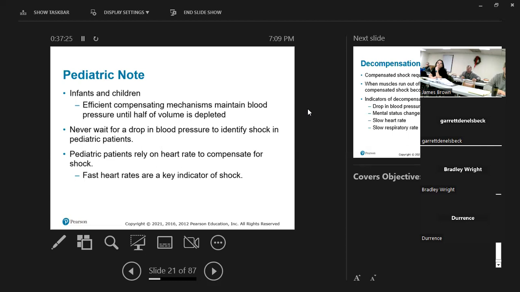When it comes to pediatrics, never wait for a drop in blood pressure to identify shock, and fast heart rate is a key indicator for shock among pediatrics. Now, obviously, pediatrics, they're going to be running at a higher rate, okay? But it's always important to keep in mind also, don't just look for blood on the ground, okay?